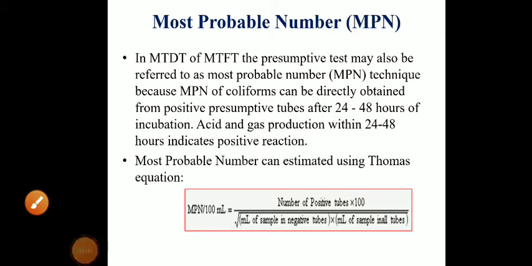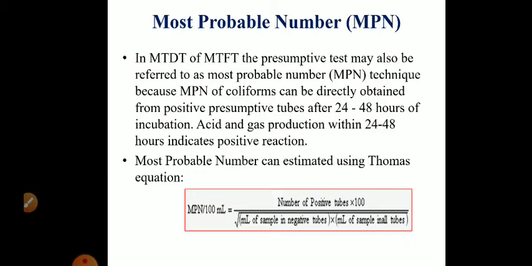Good afternoon, dear students. Yesterday we discussed the multiple tube dilution technique for detection of coliforms. And MTDT consists of three different tests: presumptive test, confirmed test and completed test. Now today we are going to discuss the most probable number of coliforms.